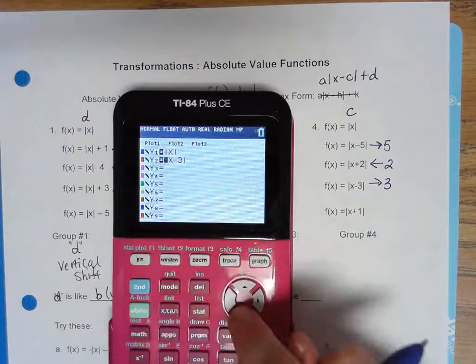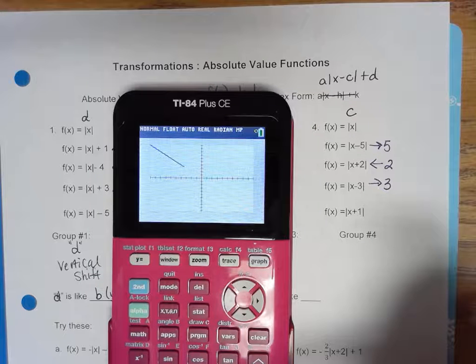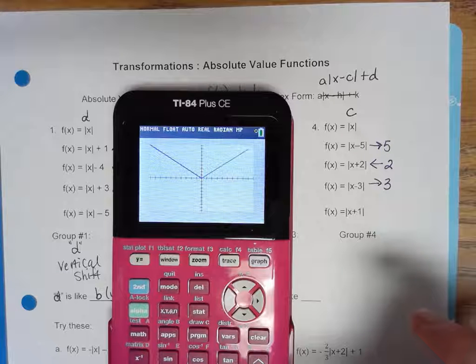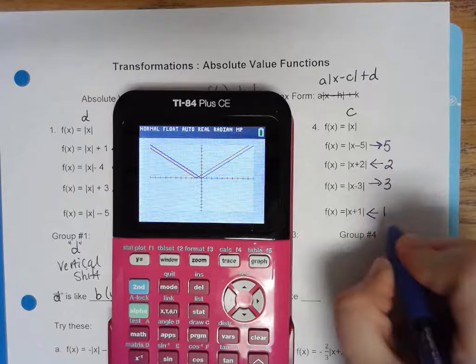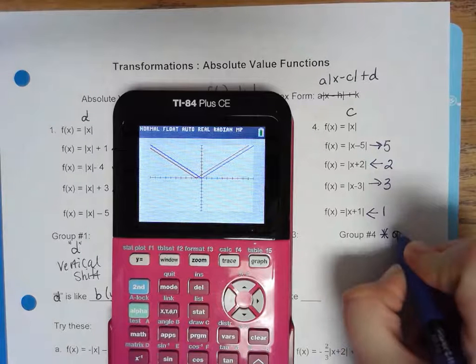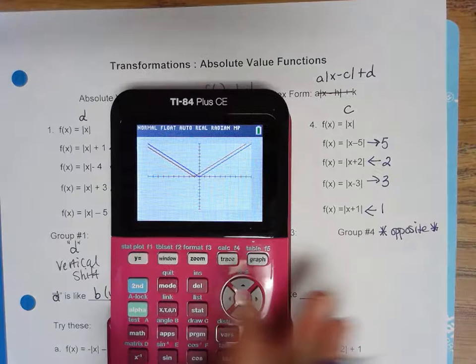And then we're going to do plus 1. And we're going to go ahead and hit graph. So there's my plus 1. So it moved to the left 1. So we need to write this down right now. It's going in the opposite direction. That's very important.